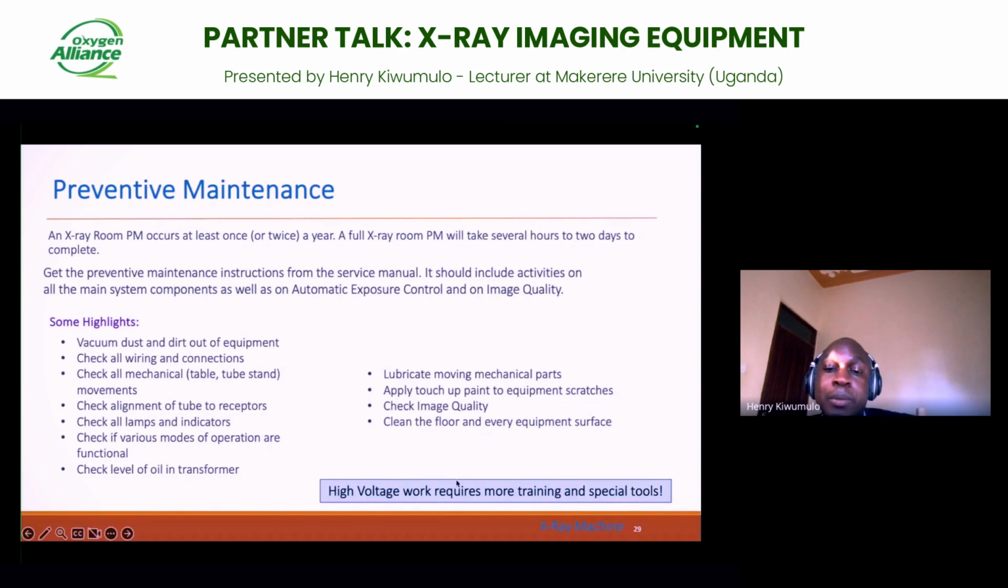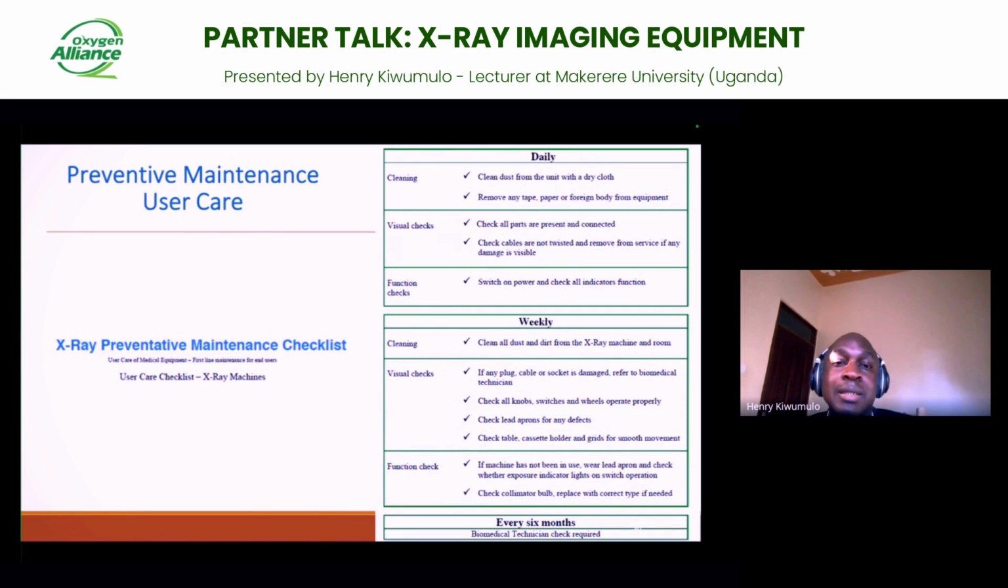However, one always has to be cautious that high voltage work requires more training and special tools, as we saw. So if at all you don't need to touch the high voltage cable or generator, please do not touch it, just for safety purposes. Now, we can have this maintenance broken up. You can have the daily maintenance, you can have the weekly, you can have the 6 monthly, but of course, all of this can help in the performance of an X-ray machine.